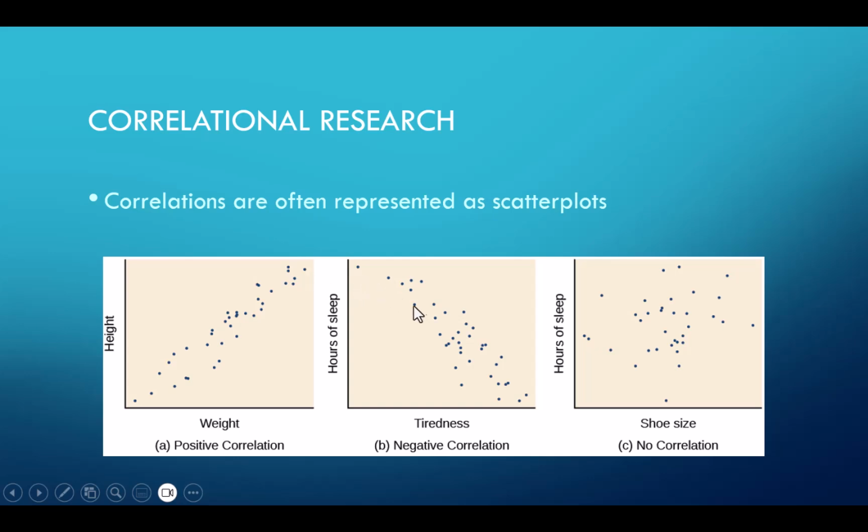Here in a negative correlation, we're going down to the right. As the number of hours of sleep increase, the amount of tiredness decreases. So as one variable increases, the other one decreases. And here there's no correlation between the number of hours we sleep and shoe size.